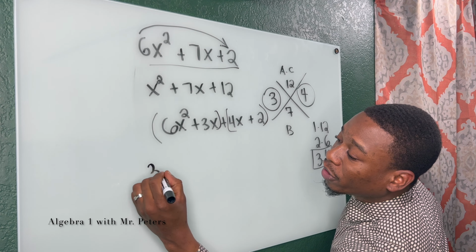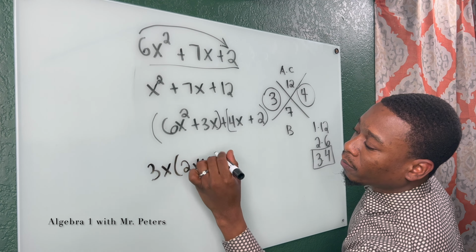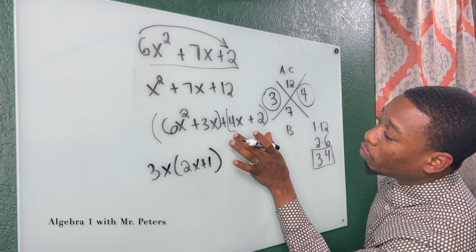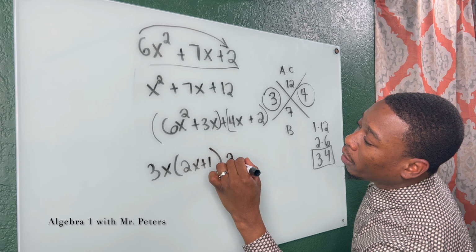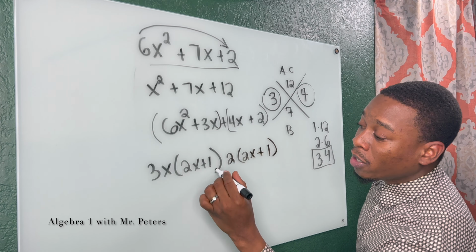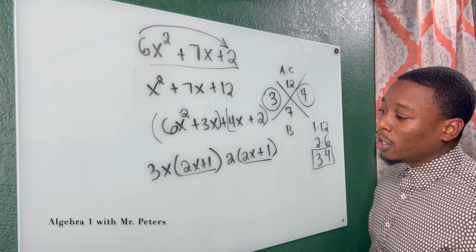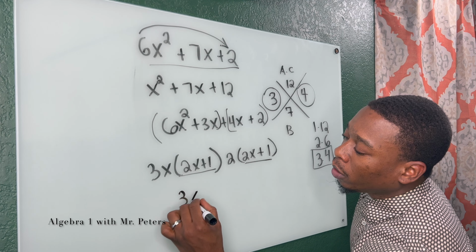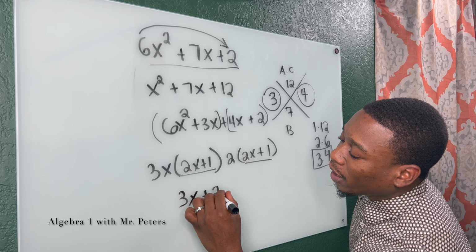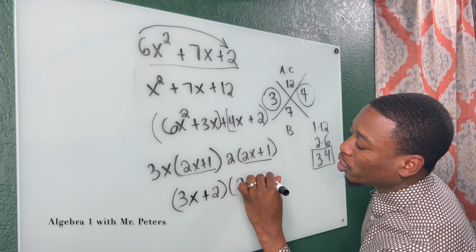Greatest common factor is 3x. We're left with 2x plus 1, right? When we go over here, we take out 2 again, and I'm left with 2x plus 1, right? Same thing in the parentheses, so we're on the right track. So when I finalize this now, the two binomials will be 3x plus 2 times 2x plus 1.